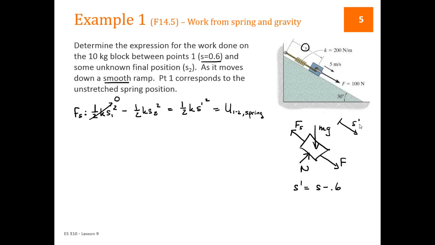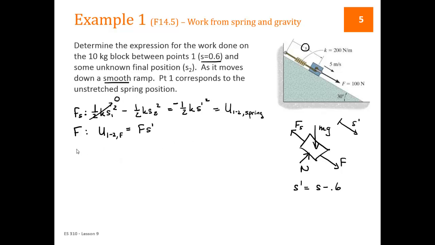And S prime is parallel to Fs. Okay, oh, we lost the negative sign. There's our negative sign right from here. Okay, how about F? F is in the same direction as S prime, right? We're both pulling, you were pulling down the slope and it's moving down the slope. So work from 1 to 2 due to F is equal to just F times S prime. And it's positive because they're in the same direction.